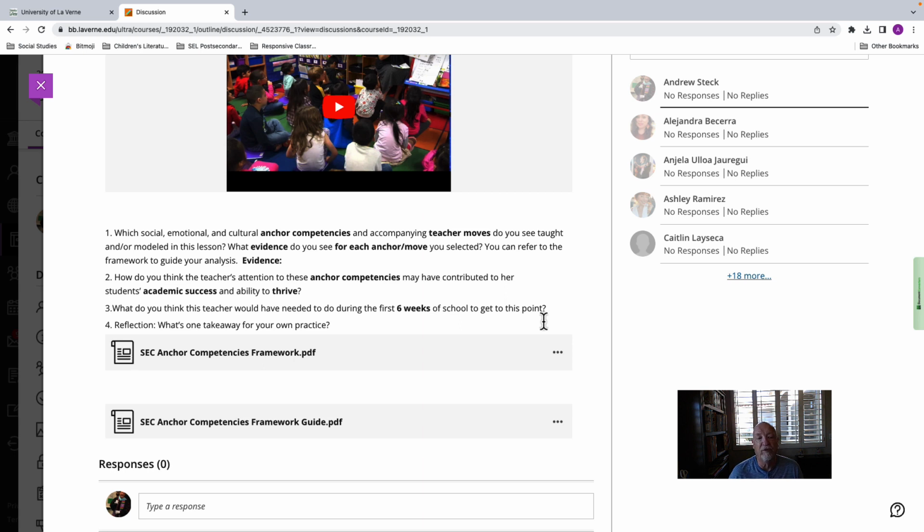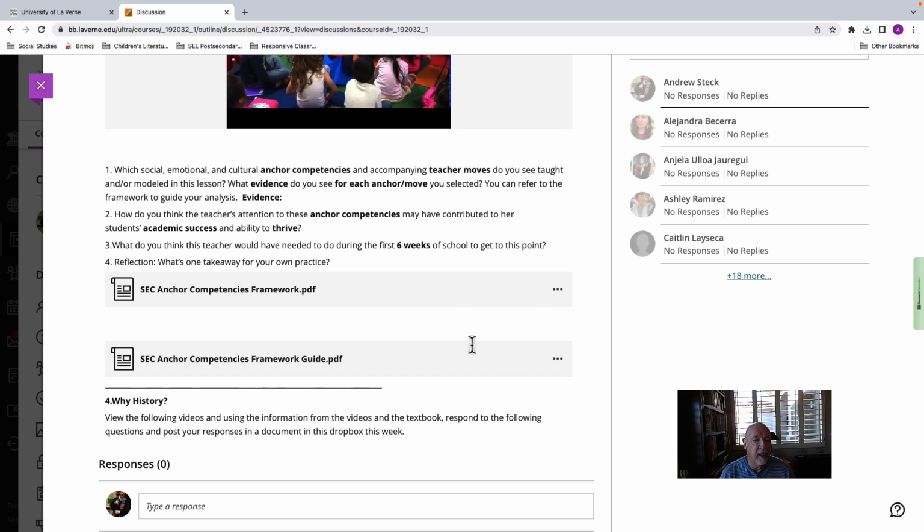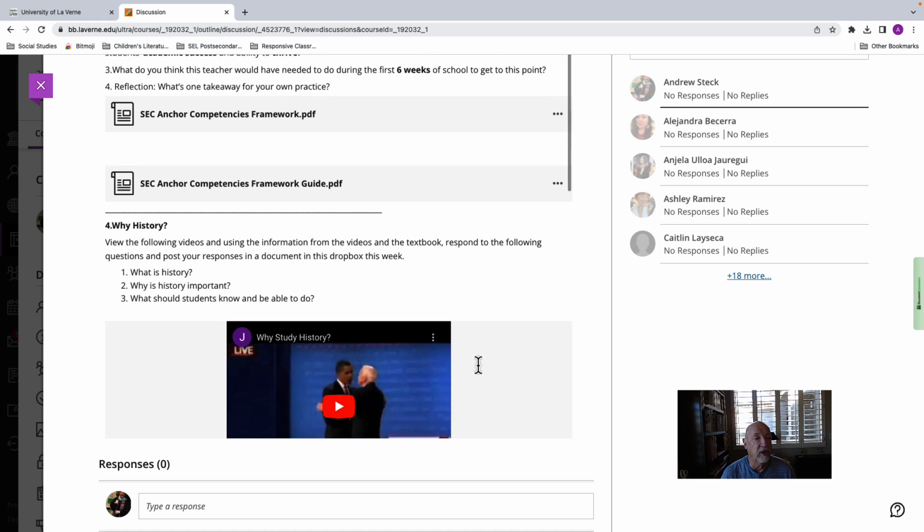And 4, it's a reflection. What's one takeaway for your own practice? This is the framework. This is the guide, a copy for that in case you need that. And then we're going to take a look at some history.